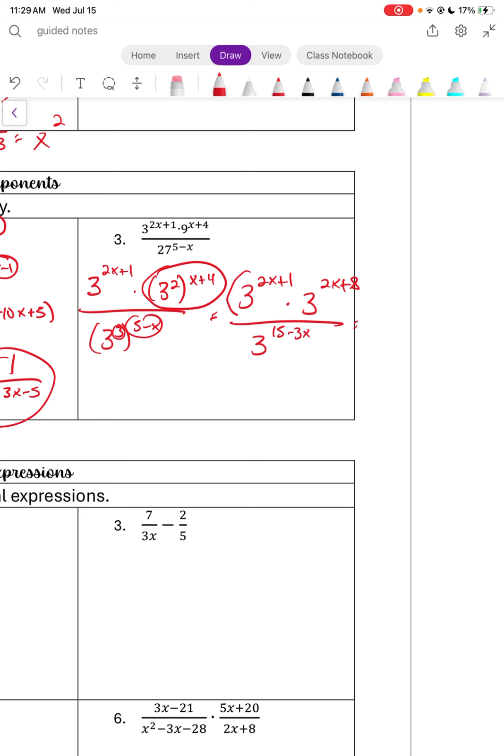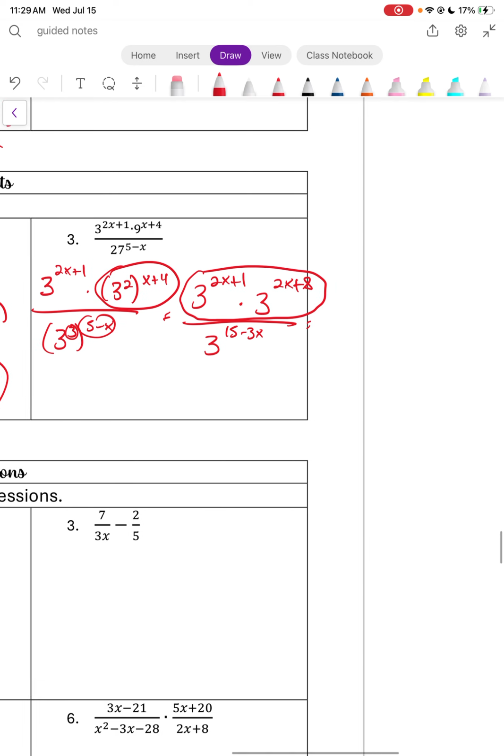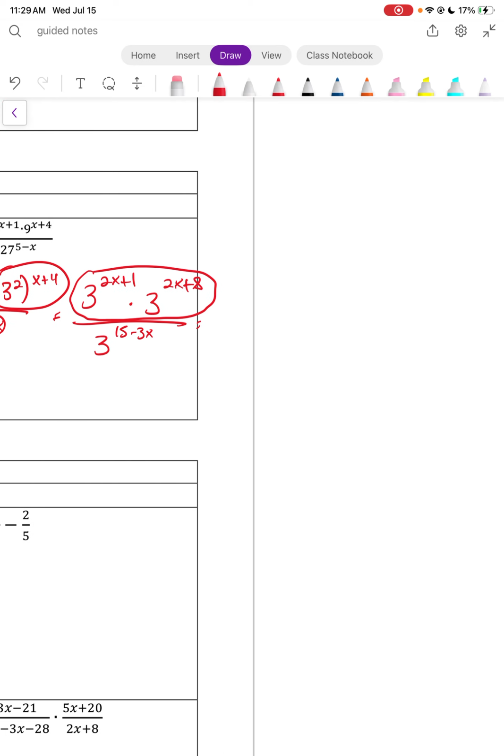Next up, rules of exponents. To multiply like bases, you add your exponents. I'm going to go ahead and come in this direction with this. That'll be 3 to the, we're combining like terms. 2x and 2x will be 4x. The 1 and 8 gives you plus 9. Over 3 to the 15 minus 3x.